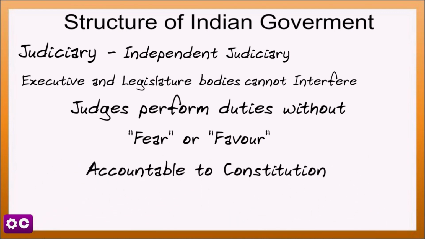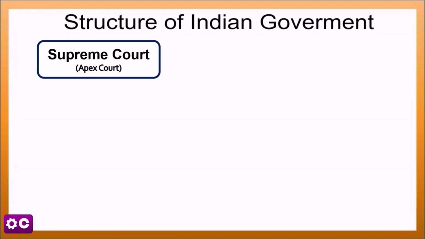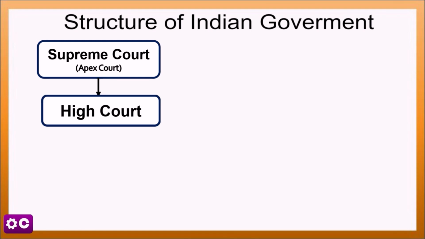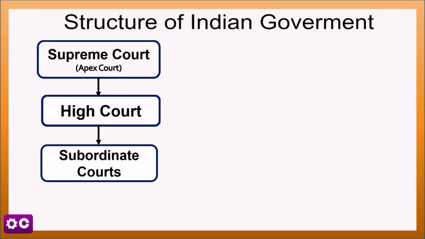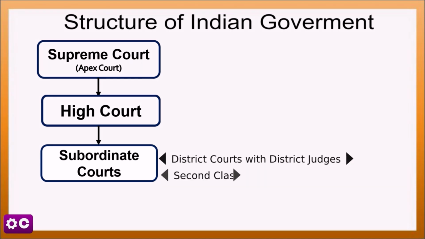The judiciary has a pyramidal structure with Supreme Court at the top. The high courts of respective states are below the Supreme Court, and below them are the subordinate courts. These subordinate courts are district courts with district judges, and at the bottom of the hierarchy are magistrates of second class and civil judge of junior division.